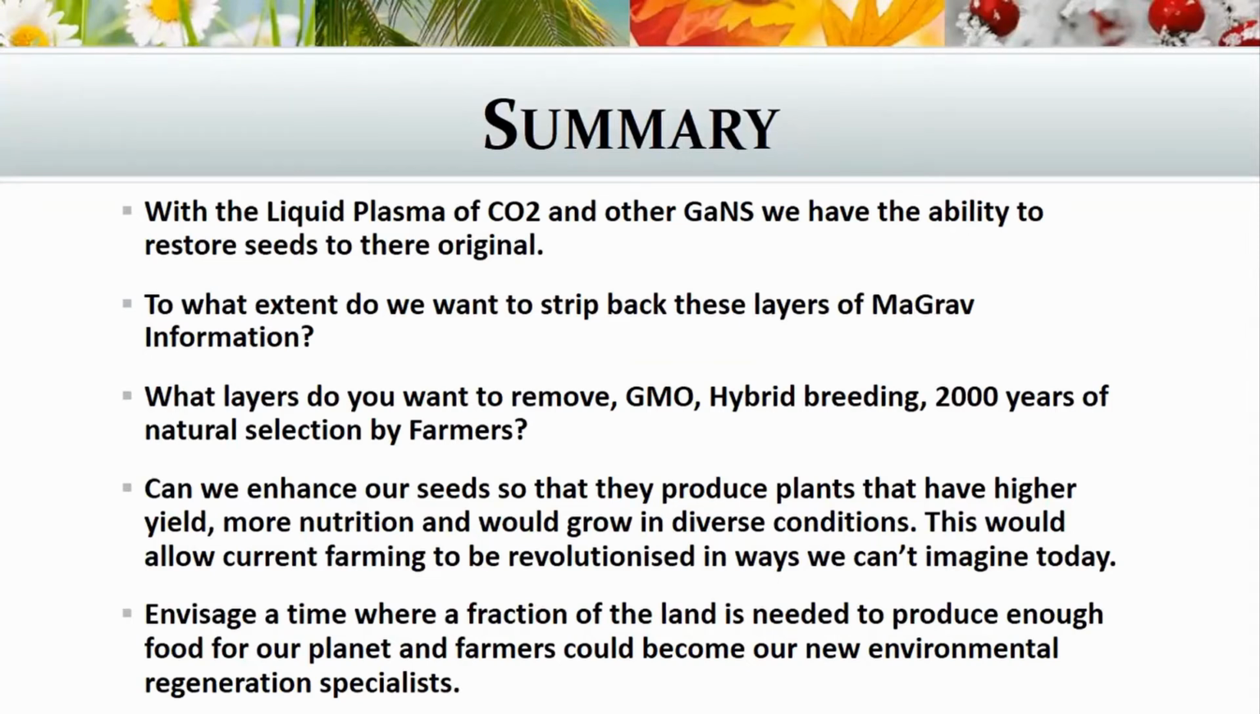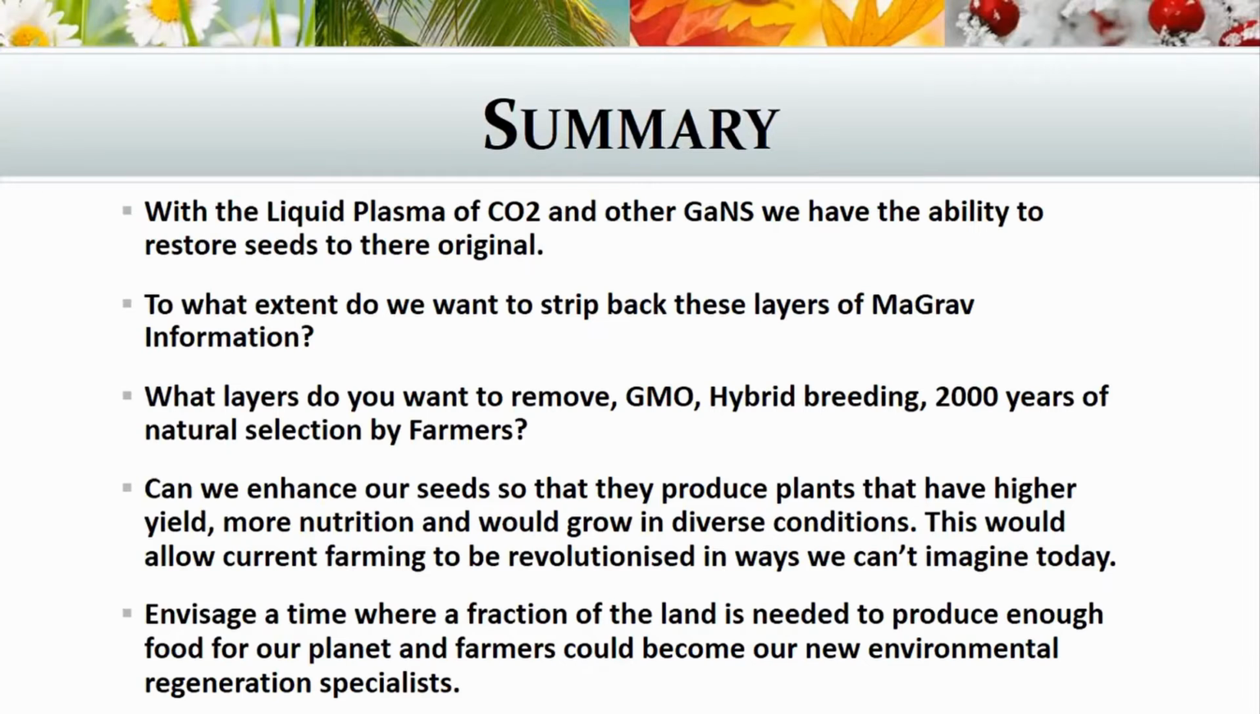And the tests that have been done by Mr. Keshe have shown where they can take wheat and, by soaking the wheat in the CO2 water for certain lengths of time, remove these fields of information, and the plant that they end up with is essentially going back to its original grass. So they managed to remove all those layers of information.